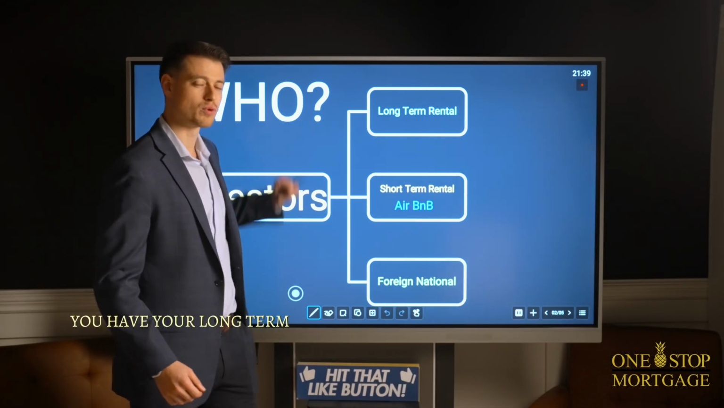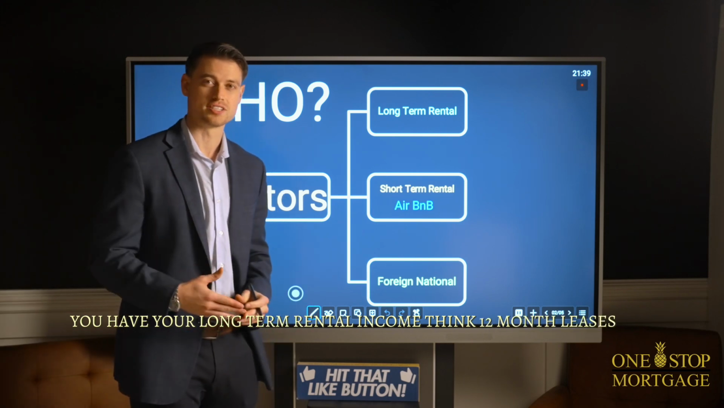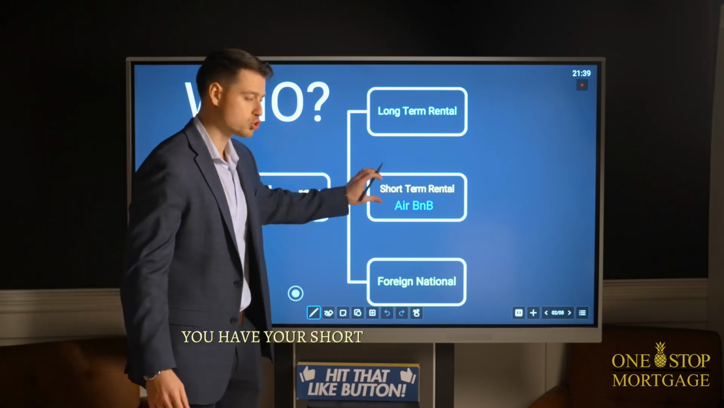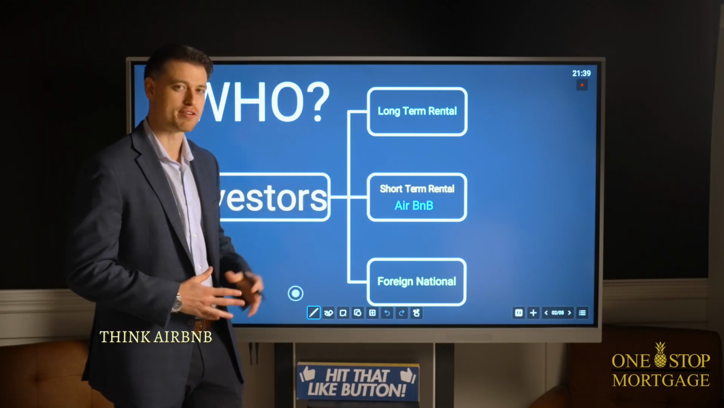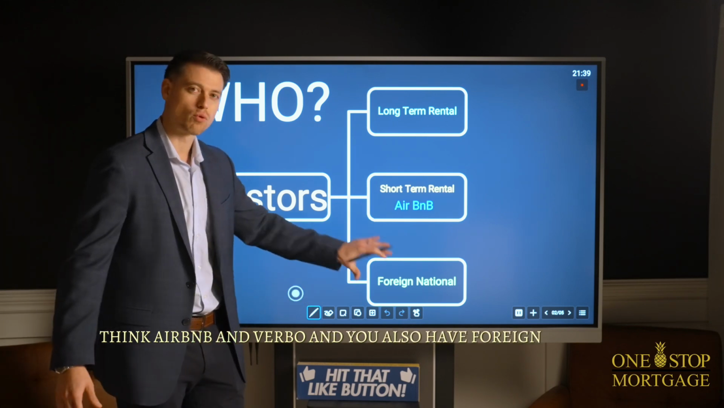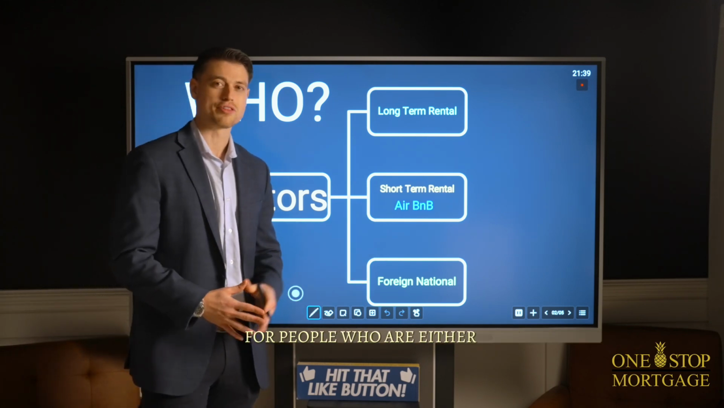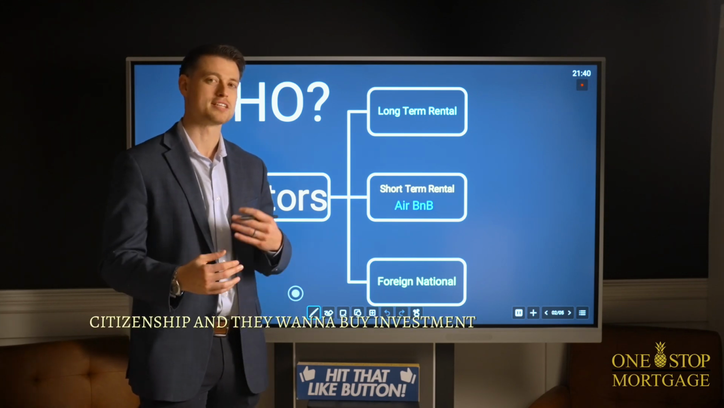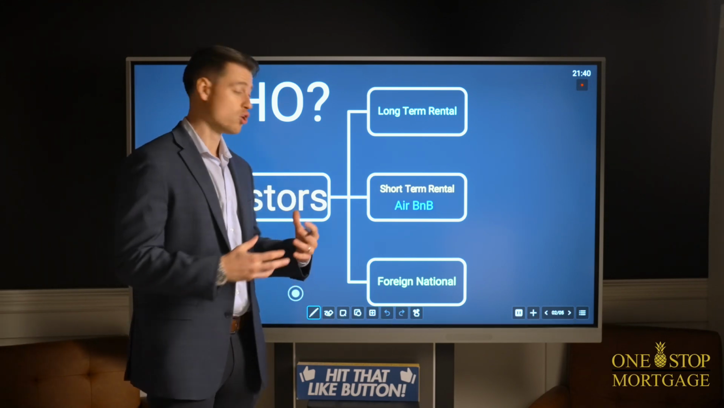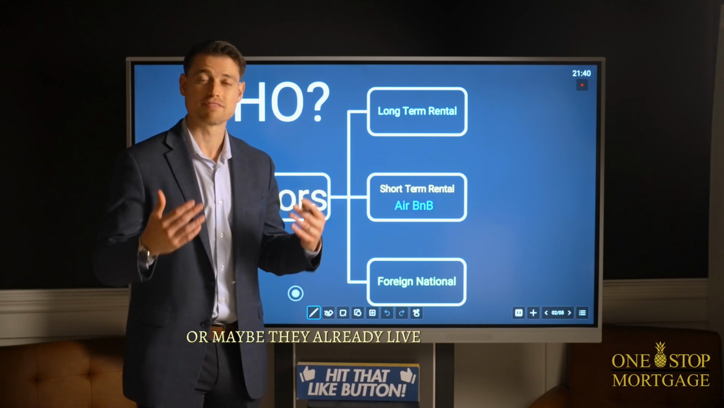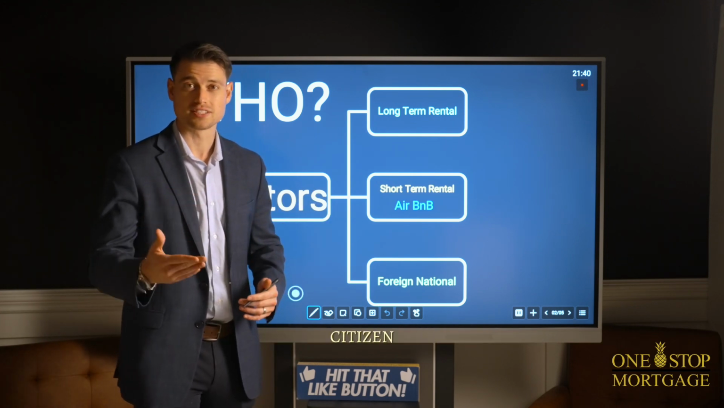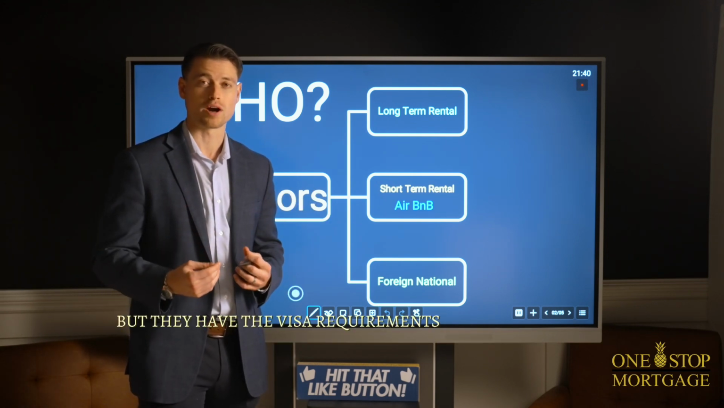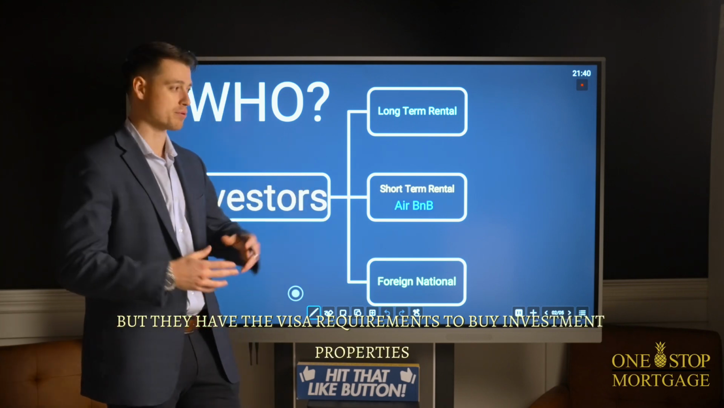You have your long-term rental income, think 12-month leases and more. You have your short-term rental income, think Airbnb and Vrbo. And you also have foreign national for people who are either living in another country but have US citizenship and they want to buy investment properties in the States, or maybe they already live in the States but they're not a US citizen, but they have the visa requirements to buy investment properties.